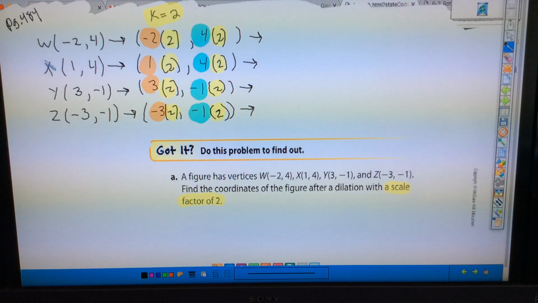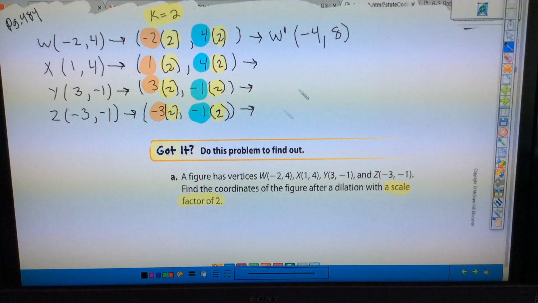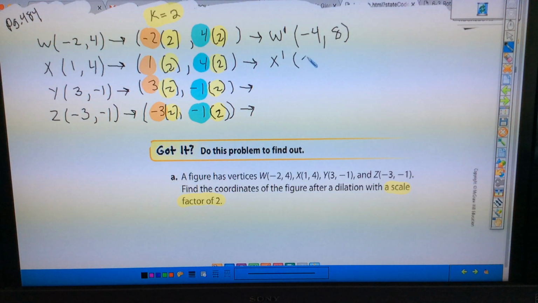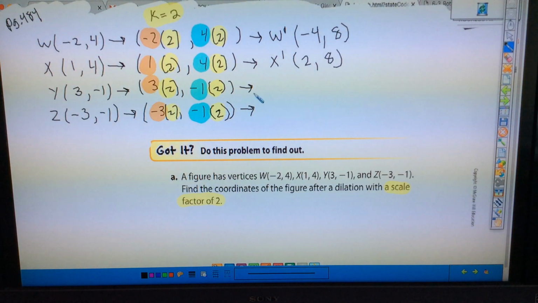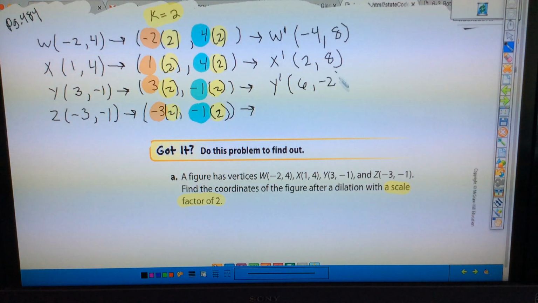Okay, so let's go ahead and I'm going to write w prime. So you're going to say, well, negative 2 times 2, that's negative 4. And 4 times 2 is 8. 1 times 2, let's see here for x prime, 1 times 2 is 2. And 4 times 2 is 8. Y prime, 3 times 2 is 6. And negative 1 times 2 is negative 2.